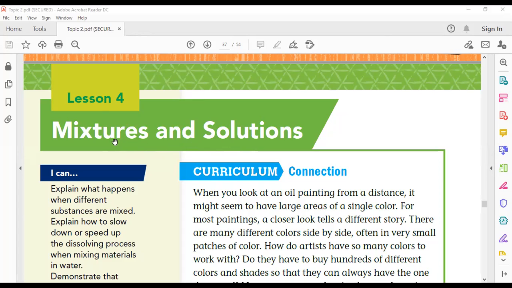Not all mixtures are solutions. You have to know that not all types of mixtures are solutions. Okay, there is a difference between them. Let's start. At the beginning, let's read this paragraph. I want to read this paragraph.